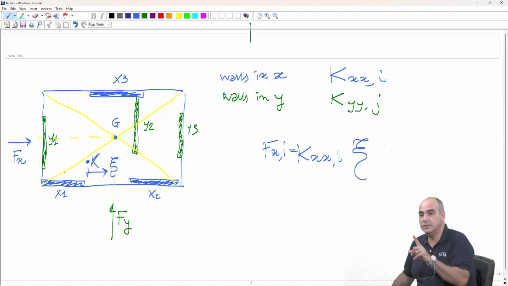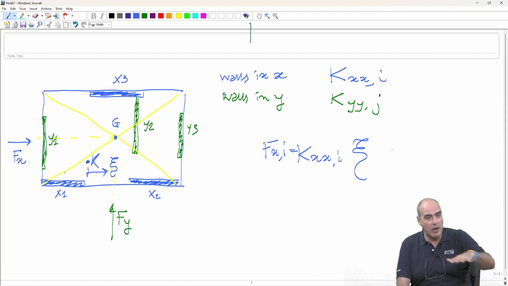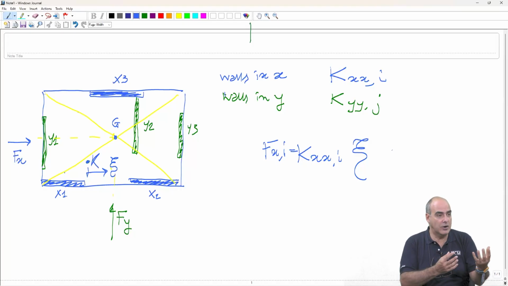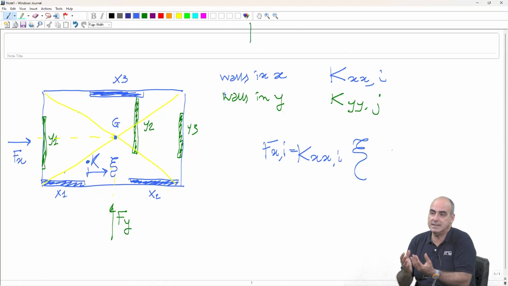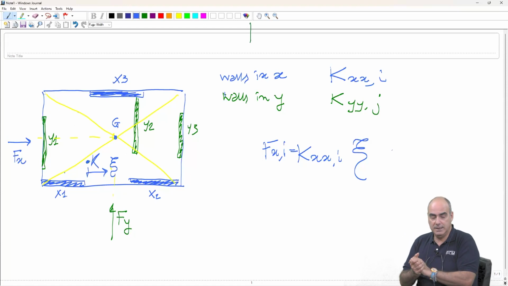There are two fundamental structural mechanics assumptions here. One is compatibility of deformations. All the walls, because of the rigid diaphragm, undergo the same displacement. The other one is a constitutive relationship. You correlate the force to the displacement through a stiffness. It's linear elastic. Then I will comment on the linear elastic fact in a moment.